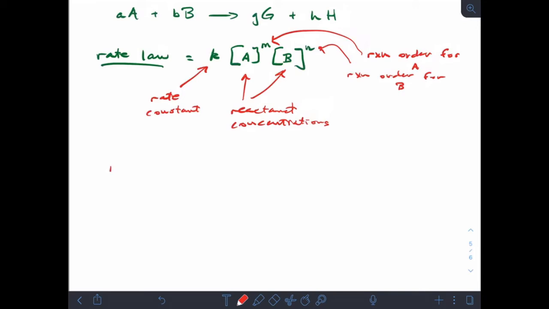Okay, so M and N are not related to the stoichiometric coefficients. So any of those A, B, G, or H's, stoichiometric coefficients, these are not related to them. They have nothing to do with them. Okay? They are generally small whole numbers.